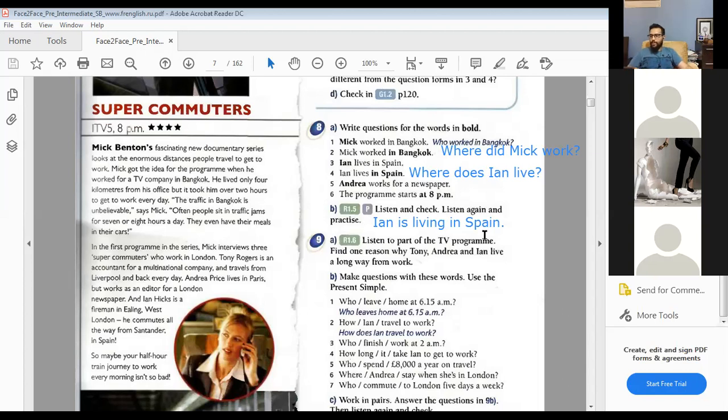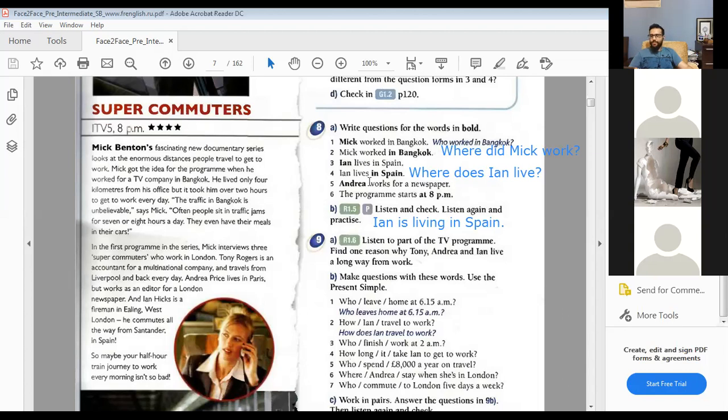All right. So number 5. Who wants to do number 5? Who does work for a newspaper? Okay. Make a small difference. Change something very small. Who does work? I'm sorry. Who does work for a newspaper?